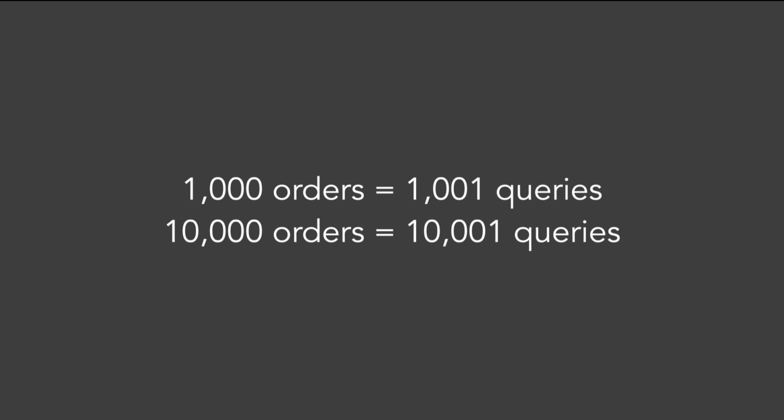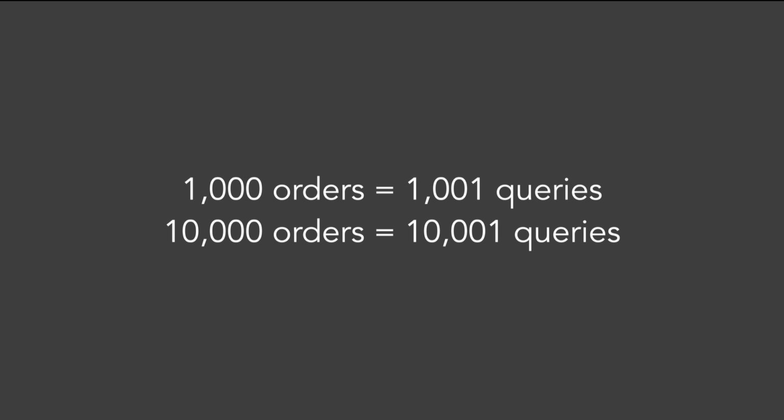Now, this might not sound like much with 100 rows, but the problem scales as your data increases. 1,000 orders means 1,001 queries. 10,000 orders means 10,001 queries. Each query is a round trip to the database, and round trips are expensive.